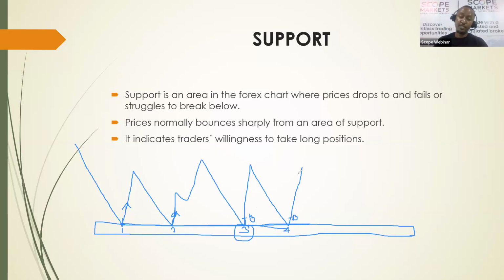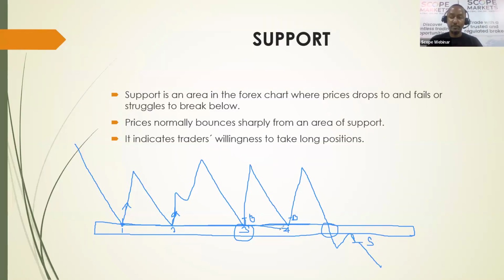But you'll find sometimes the price will tend to go below or break. What's happening here is what we call the breakout. When we have the breakout, now we'll be looking for the retest. And once we see rejection from this point of breakout, then we'll be looking for our selling opportunities, okay? So what does that tell you?